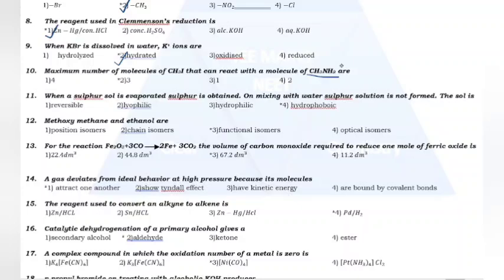CH3NH2 is a primary amine, and here we have two hydrogen atoms. No doubt the two hydrogen atoms are replaced by these two methyl groups. But if we consider the amine group, amines readily convert into ammonium salts also, where we get R3N+ type salts. So here we can say that 3 moles can react. Hence the answer is 3.